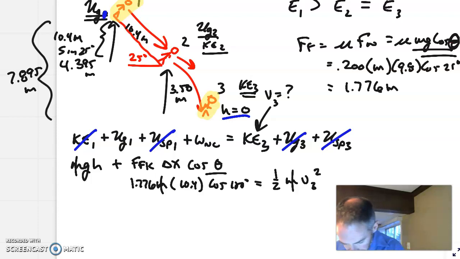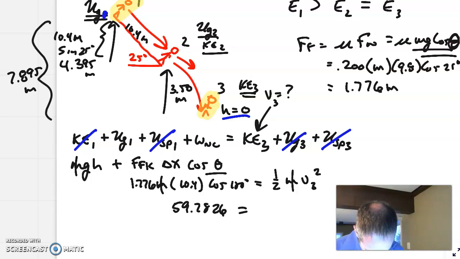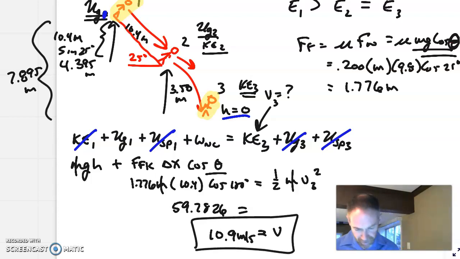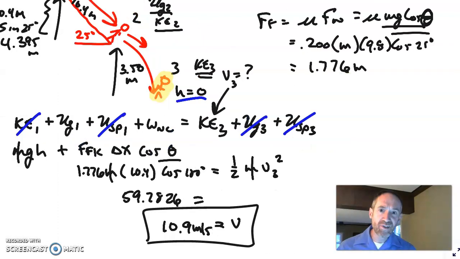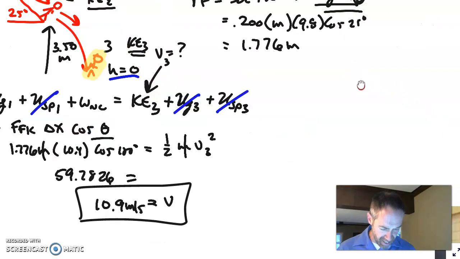When I do, this whole side on the left will come out to 59.7826. That's equal to the 1/2. Multiply that by 2 and take a square root. And we're going to end up with a velocity of 10.9 meters per second. Okay, not bad. And with a little more practice, you'll be feeling good about these kinds of problems.